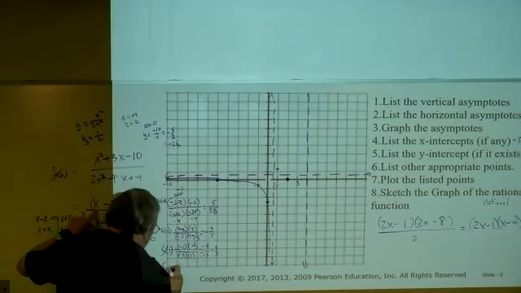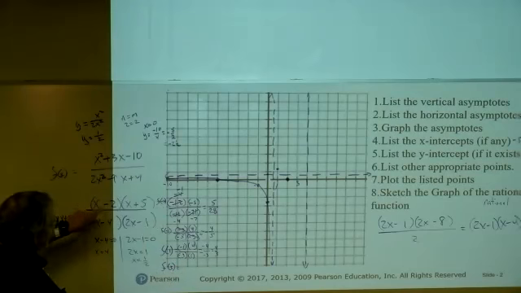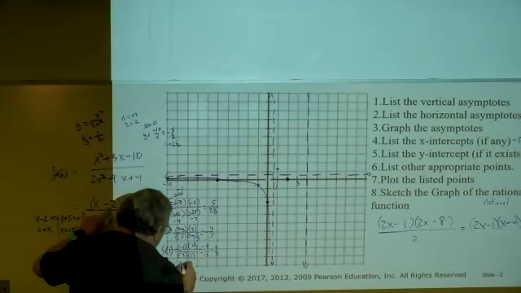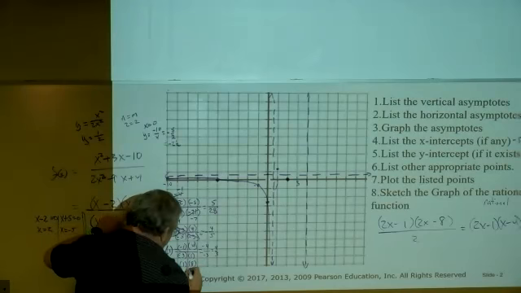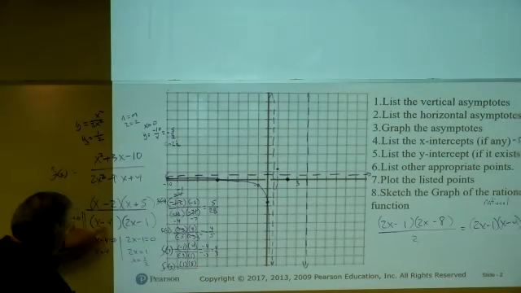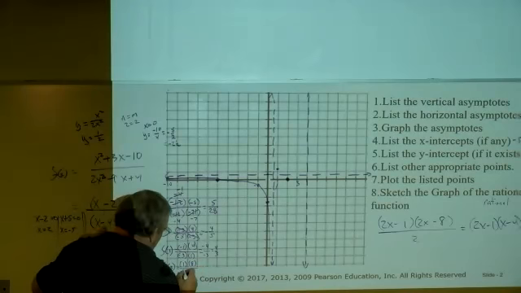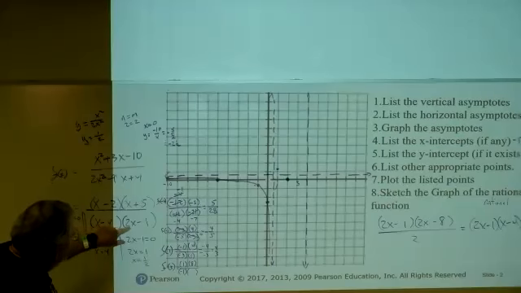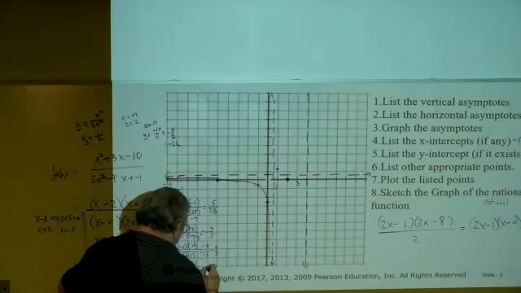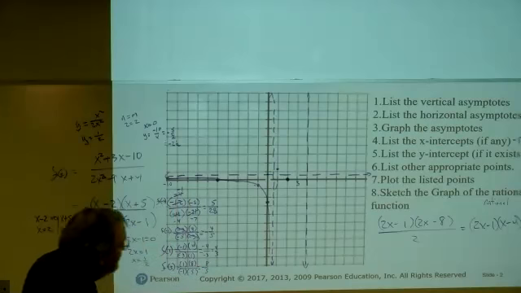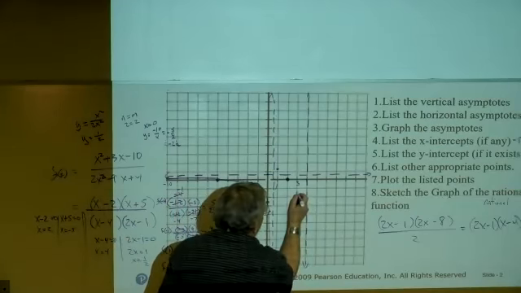So f of 3, right? So 3 minus 2 is 1. 3 plus 5 is 8. Divided by 3 minus 4 is a -1, and 2 times 3 is 6 minus 1 is 5. So this is a -8/5, which is a -1 3/5. A -1 3/5 is about here.